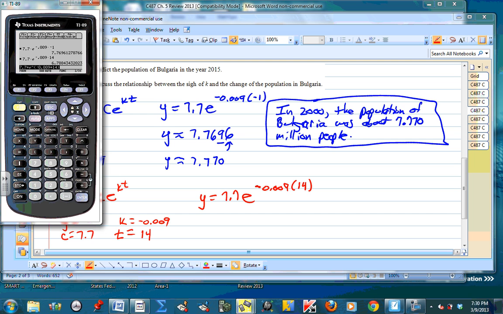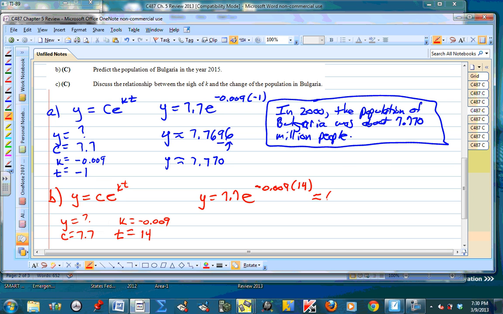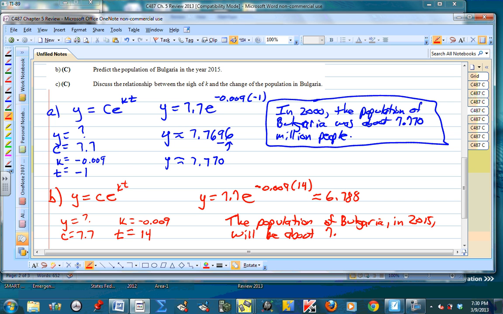We get about 6.788 million people. So now we can say the population of Bulgaria in 2015 will be about 6.788 million people.